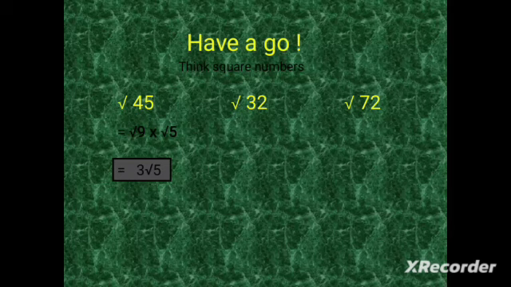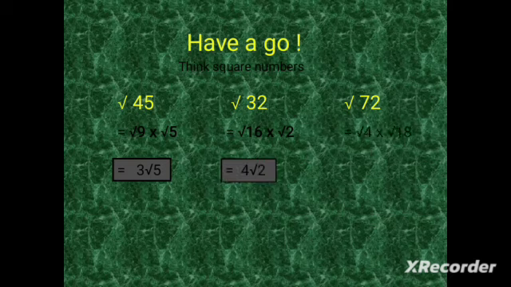On the other side, square root of 32. The two factors in this case are 16 and 2. So we break down root 32, and we'll have square root of 16 times square root of 2. But square root of 16 is 4. Now our simplified surd is 4 root 2.